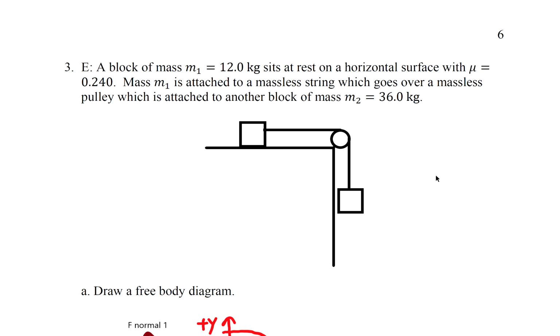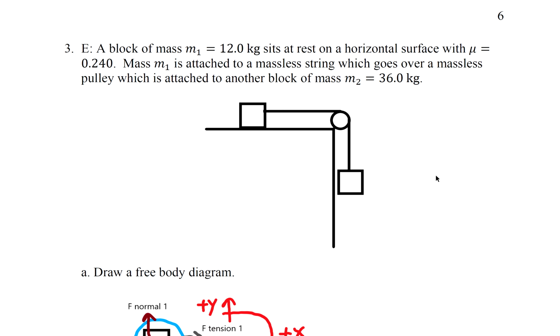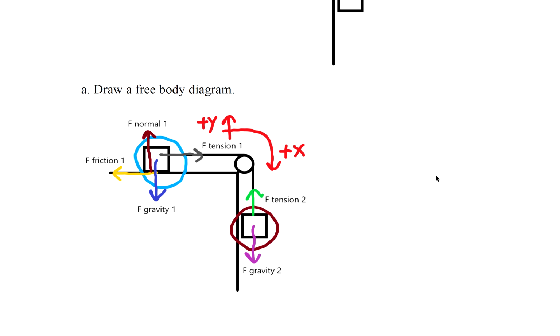Question 3. A block of mass m1 equals 12 kilograms sits at rest on a horizontal surface with mu equals 0.24. Mass m1 is attached to a massless string which goes over a massless pulley, which is attached to another block of mass m2 equals 36 kilograms. Part A, draw a free body diagram.